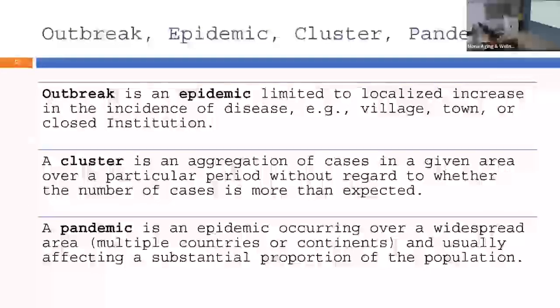So in the COVID pandemic, we had clusters of cases. We had clusters in the BPO. We had clusters in nursing homes, in infirmaries. We had workplace clusters. So several cases concentrated in one area. But then when we talk about pandemic, and it's usually the WHO who declares this, it's an epidemic or an outbreak that spreads over a larger area. So several countries or continents being affected, and it's usually affecting a substantial proportion of the population.